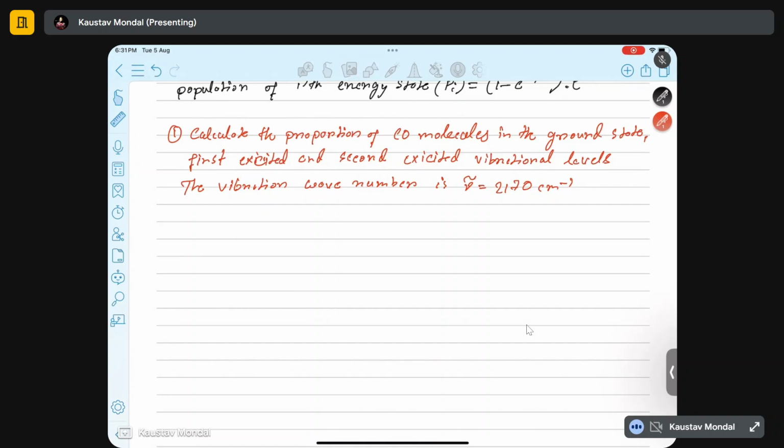So here also you can see the CO molecules. I forgot to mention the temperature; in this case it is at 298 K.